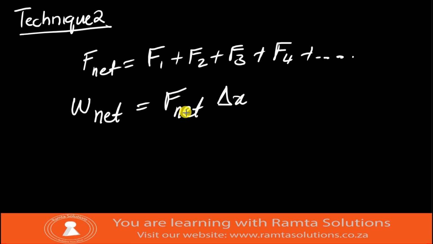You're going to plug in the value of the net force that you obtained directly into this equation. Whether it's positive or negative does not matter. However the value is, you will still get your answer. This will tell you whether you have positive work done, zero work done, or negative work done. Okay, so these are the two techniques that you have.